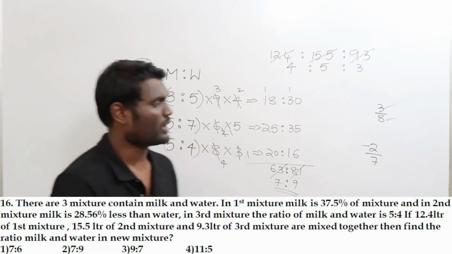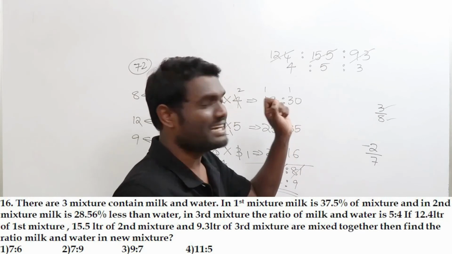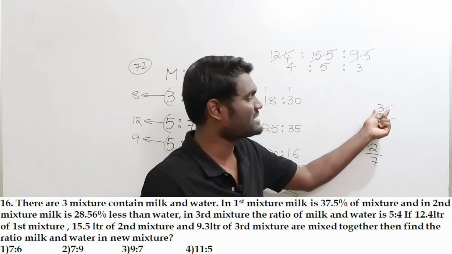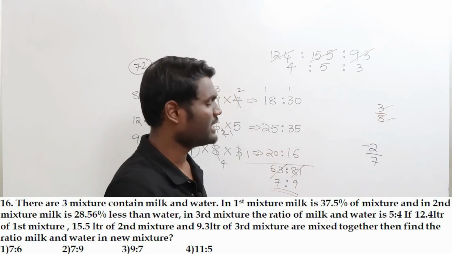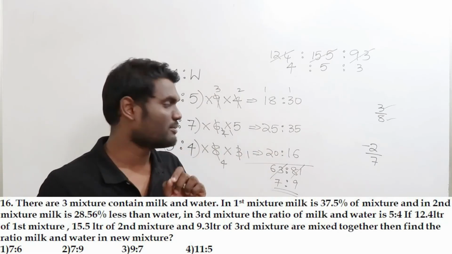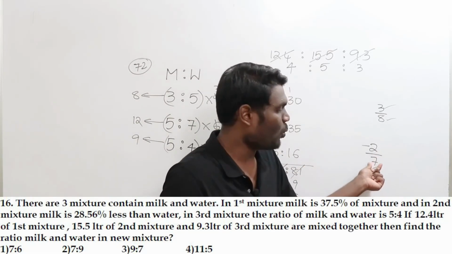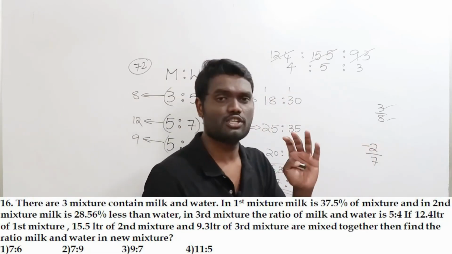So simple thing, whatever was given initially, milk is 37.5%. 37.5% is 3 by 8. So milk is 3 parts, then the remaining balance 5 parts will be water. And next it was said that milk is 28.57% less than the water, which means 28.57% is 2 by 7. Water is 7 parts, then milk should be 2 parts less. So 2 parts less means 7 minus 2, this will be 5 parts.